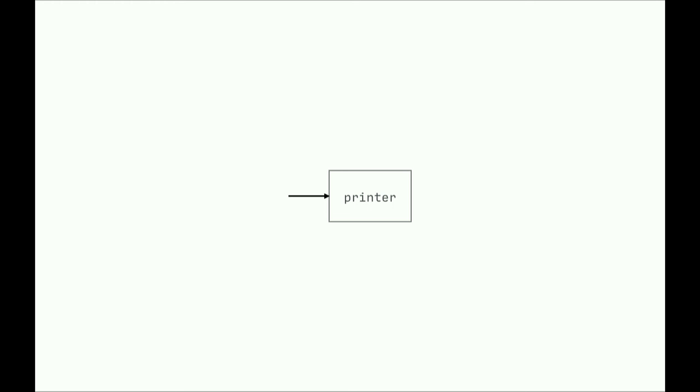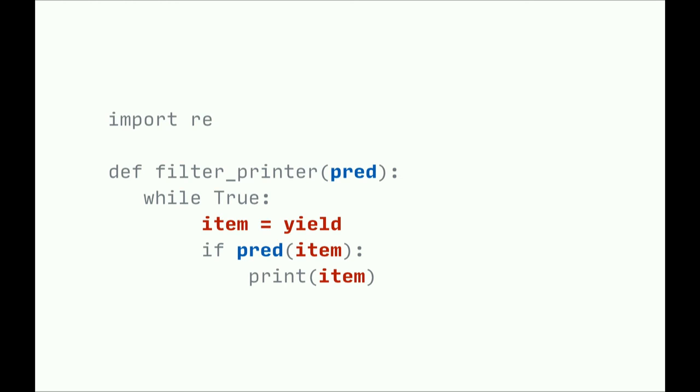And this is the best I could think of for how to visually represent a coroutine. And we're going to call this kind of coroutine a sink. We mentioned pipelines, and we'll see how this works shortly. So a slightly different version here where we can pass in a predicate function. This will print any item where the predicate on that thing is true.